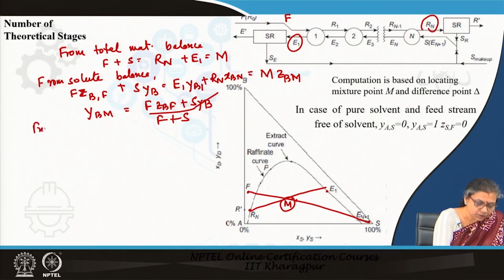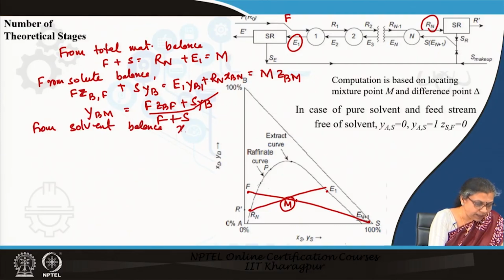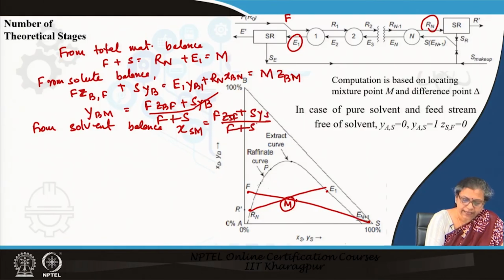In the same way, from the solvent balance, we can find out my X S M. This is also going to be the same thing. It will be F Z S F plus S Y S divided by F plus S, isn't it? And for most of the cases, suppose we do not have any solvent in the feed, then this disappears and this gives us the x coordinate of the point. So, therefore, we know that M also lies on the E1 Rn line as well.